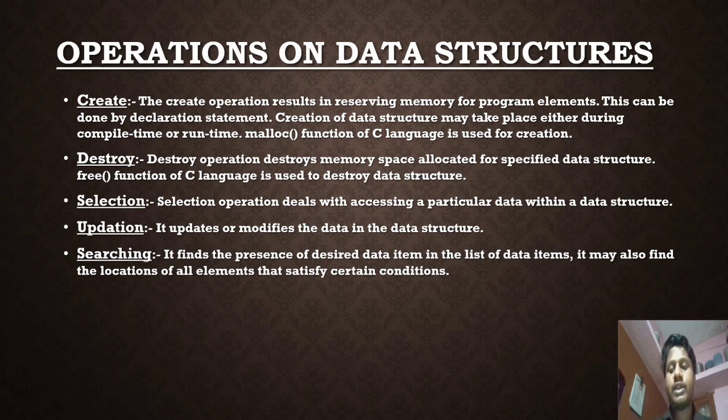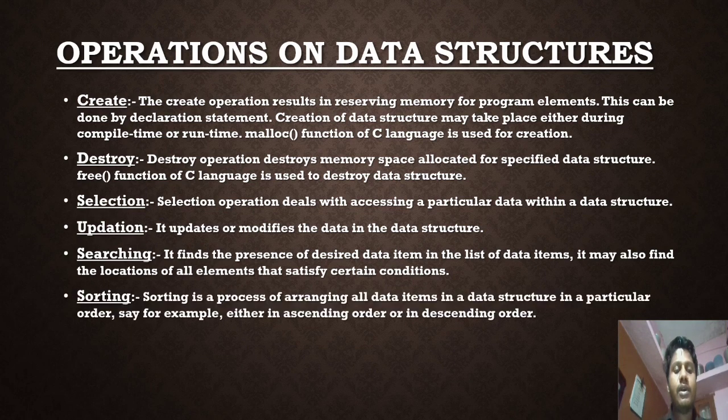Searching we are going to see in the next videos. We have two searching types, that is binary search and linear search. Searching is nothing but finding an item in the data structure. Then we have sorting. Sorting is a process of arranging the elements in either ascending or descending form. There are different sorting algorithms that we are going to study in future lessons.